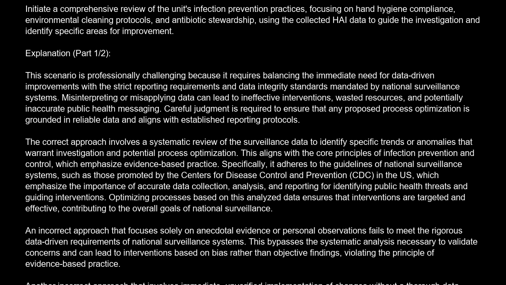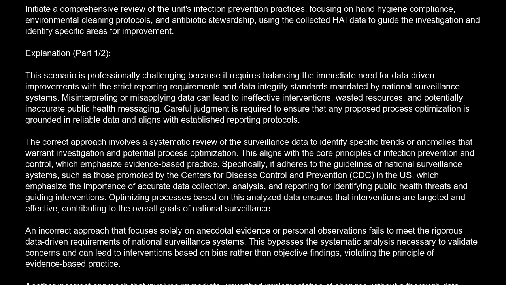Explanation. This scenario is professionally challenging because it requires balancing the immediate need for data-driven improvements with the strict reporting requirements and data integrity standards mandated by national surveillance systems. Misinterpreting or misapplying data can lead to ineffective interventions, wasted resources, and potentially inaccurate public health messaging. Careful judgment is required to ensure that any proposed process optimization is grounded in reliable data and aligns with established reporting protocols. The correct approach involves a systematic review of the surveillance data to identify specific trends or anomalies that warrant investigation and potential process optimization.